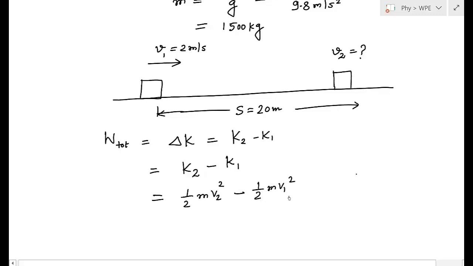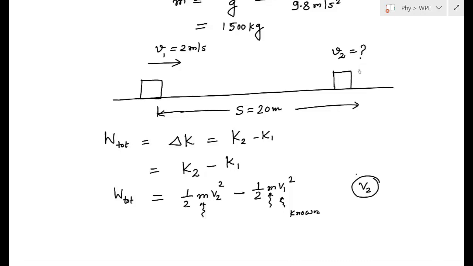So v1 is known. What are the things that are known? v1 is known, mass is known, because the mass is the same. The total amount of work done is also known. So now I can use this equation to calculate V2. So let us calculate V2.